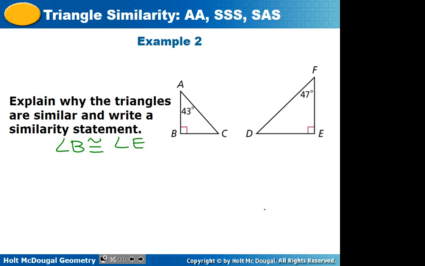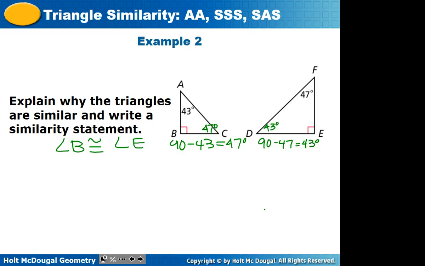So what we need to do is find the third angle in both of these. Because we have a right triangle, we can just say that 90 minus 43 equals 47 over here. So we know that this is 47 degrees. In the one on the right, we're going to say 90 minus 47, and that equals 43. So we know that this is 43 degrees.